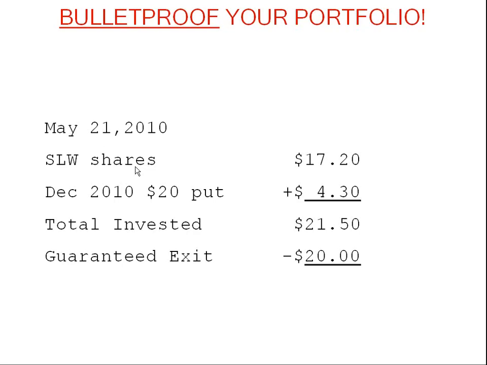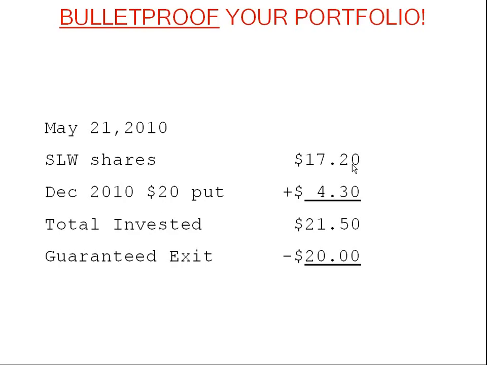And on May 21st, we got filled on a few hundred shares, about 300 shares of Silver Wheaton at $17.20. At the same time, we purchased the December 2010 20 strike put for $4.30. So we're a little bit after May expiration, going into the beginning of June, and we purchased a December put. So this put was about 7 months out in time when it was purchased, because the December expiration was around the 18th or 19th.